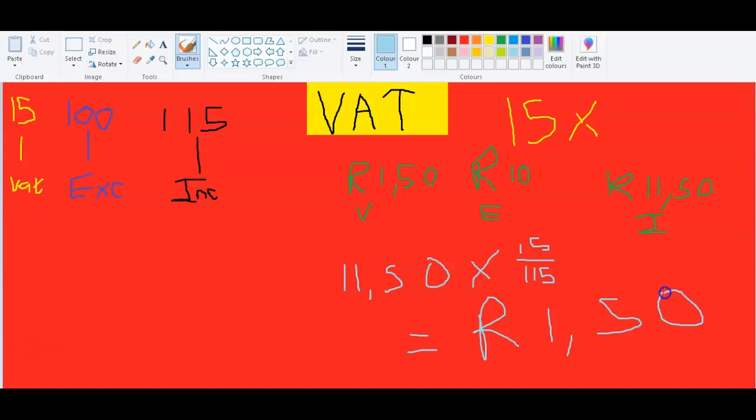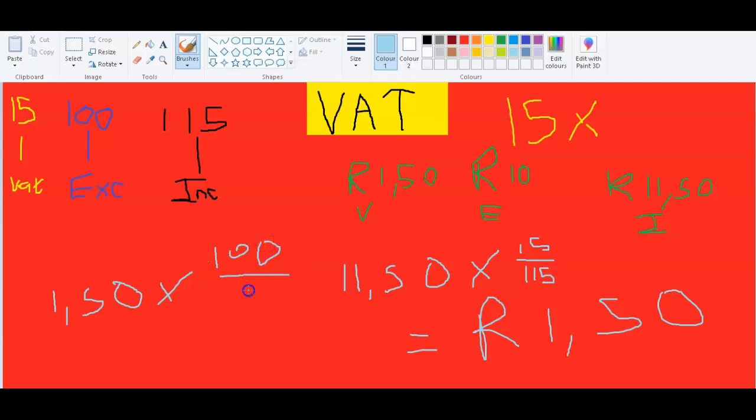Now you can go in reverse. Let's say we only got this amount, 11 Rand 50, and we have to work out what's the selling price without VAT, so the inclusive amount. So I'll say 11 Rand 50 times, now remember I only got this amount, times what I want. I want this amount which is exclusive. So exclusive is 100. So 100 over what I know.